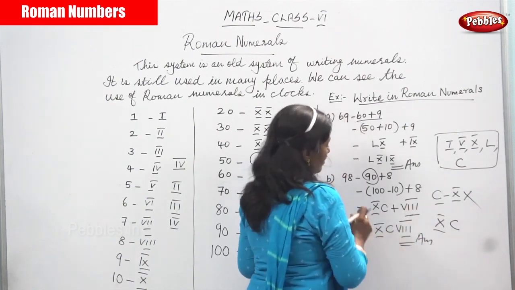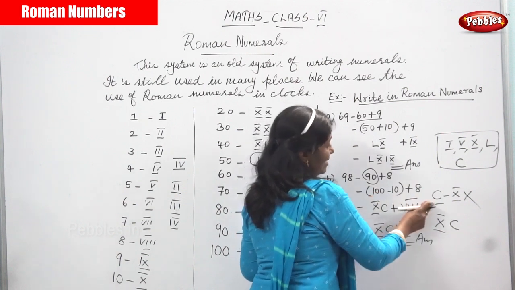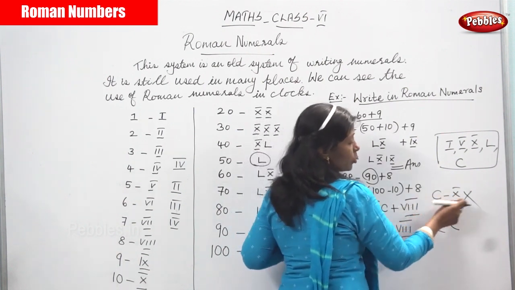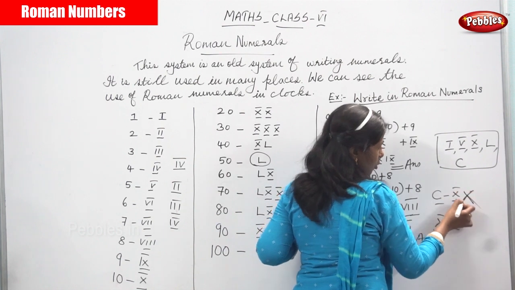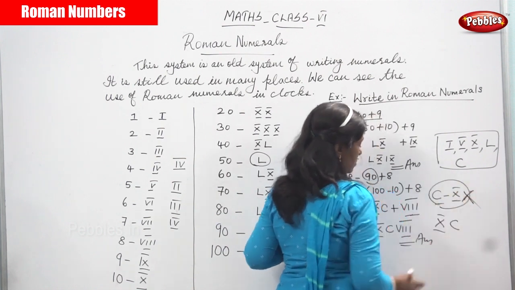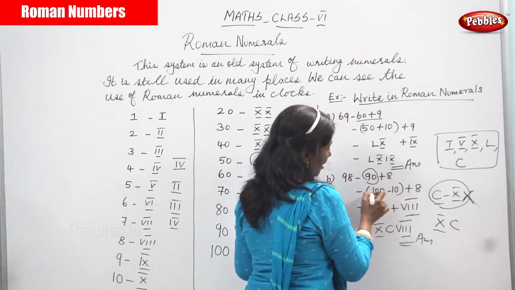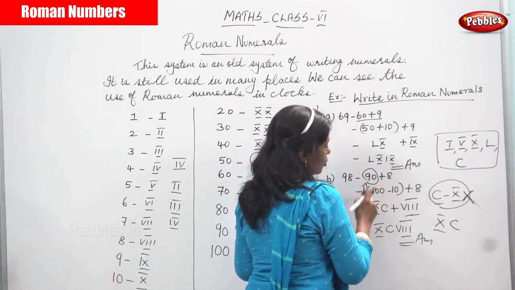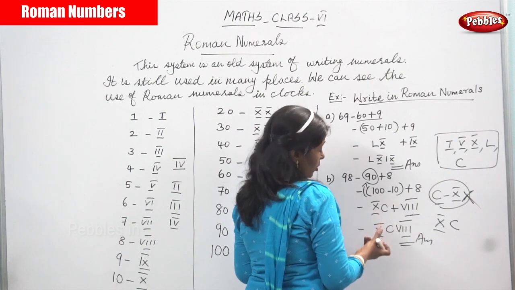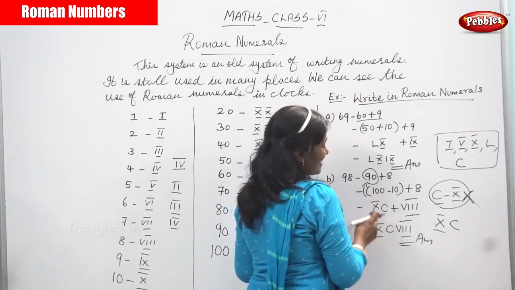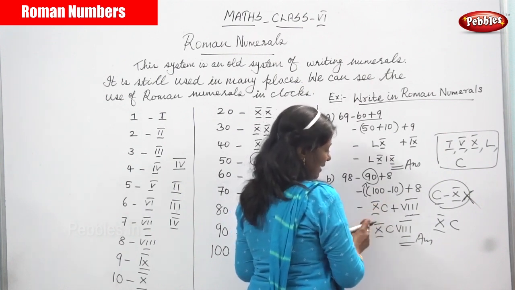So in that particular place, 100 means you have to write C and 10 means you have to write X, but you can't subtract. So this is a wrong method. You should not apply this method. So what are you going to write? 100 minus 10 means you have to get 90. What is the Roman numeral of 90? X and C, we can call it 90.